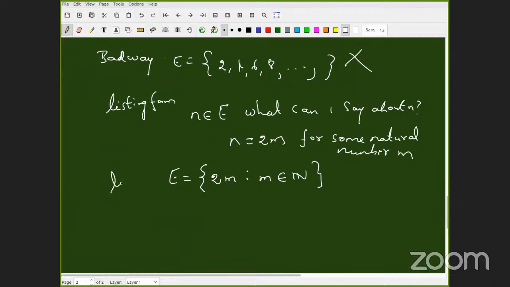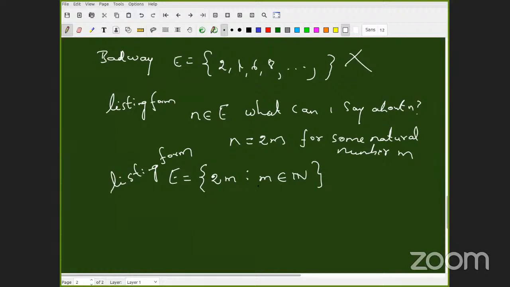This is called a listing form. See, the listing form will not say which is subset and all. I have to find out. M is a natural number, therefore twice M is also. Therefore, I have to say E is a subset of natural. That I will understand. I won't say anything. But it lists all the elements.